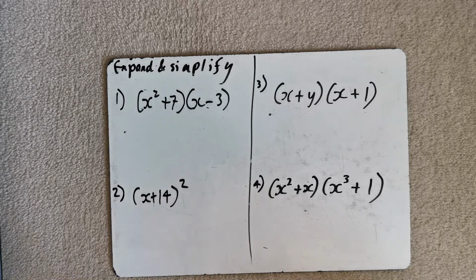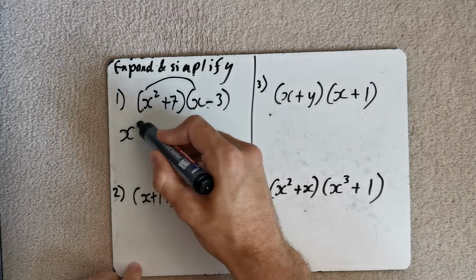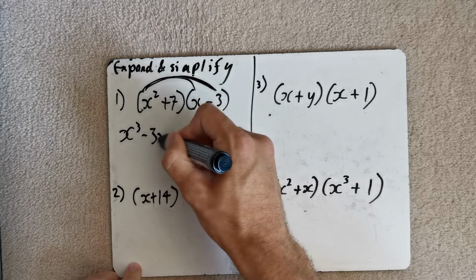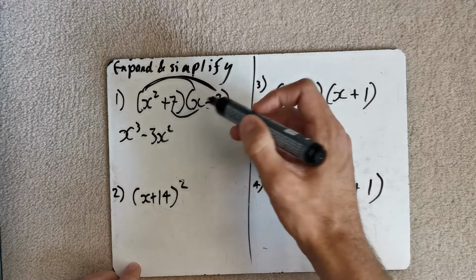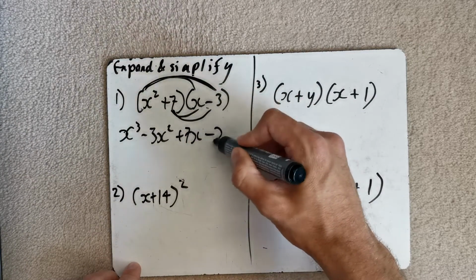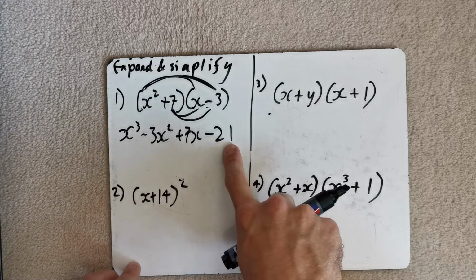Okay, right, so what you got to do here on this one, x squared times x is x cubed. X squared times minus 3 is minus 3x squared. Did I say x cubed? I meant x squared. Then 7 times x, 7x. And then 7 times minus 3 is minus 21. That can't be simplified. We've got a cubed, a square, an x, and a number on its own.